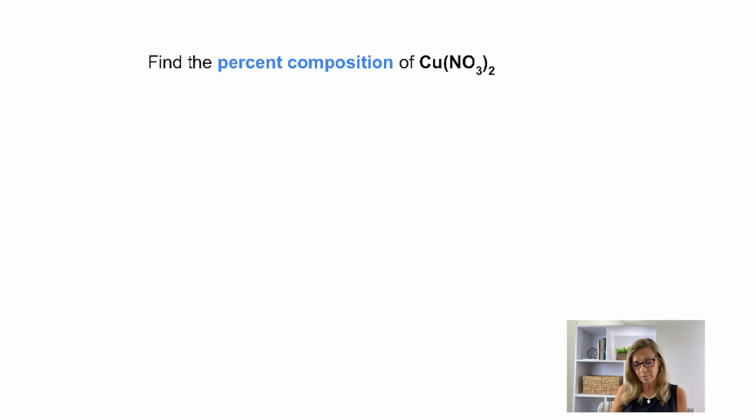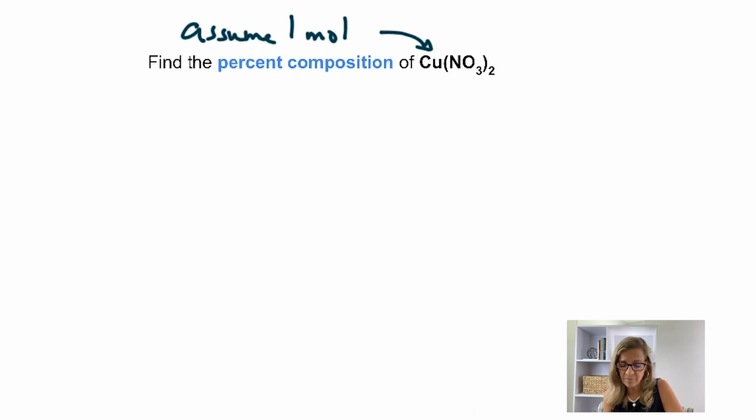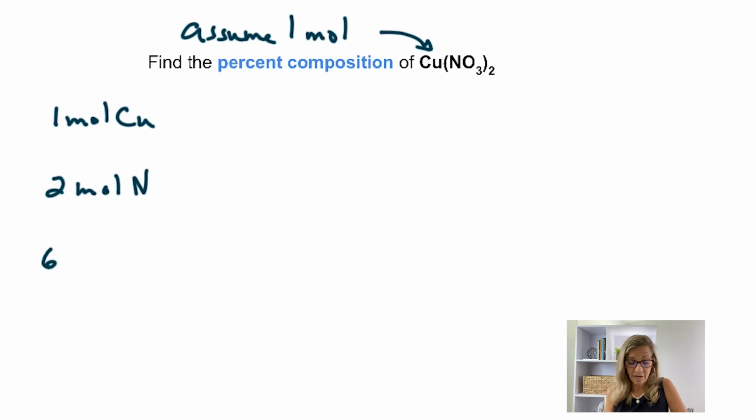So how do we get those numbers? Well, let's do an example. This compound, copper 2 nitrate, is made up of copper, nitrogen, and oxygen. So what I want to do is first assume 1 mole. Let's say I have 1 mole of my compound. Well, if I have 1 mole of compound, I have 1 mole of copper, and then I have 2 moles of nitrogen, and 2 times 3, or 6 moles of oxygen.